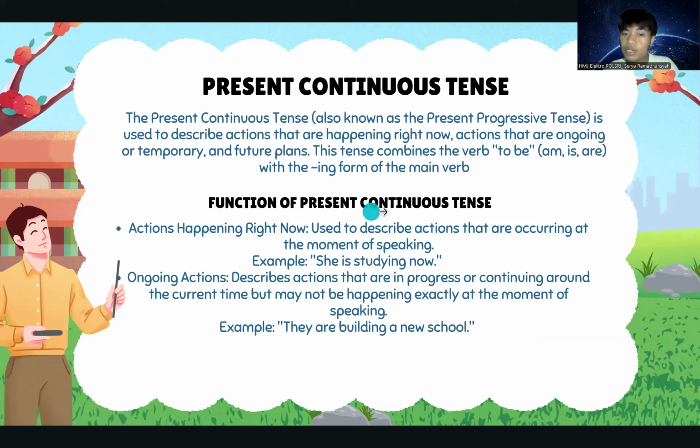So what is the function of present continuous tense? Number one is action happening right now, used to describe actions that are occurring at the moment of speaking. Example, she is studying now. Number two, ongoing action, describes actions that are in progress or continuing around the current time but may not be happening exactly at the moment of speaking. Example, they are building a new school.